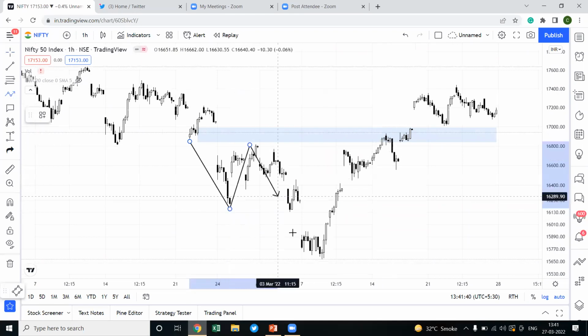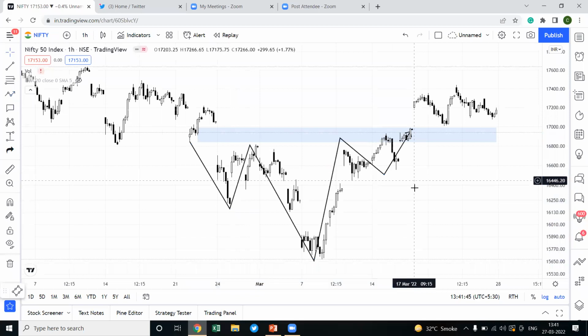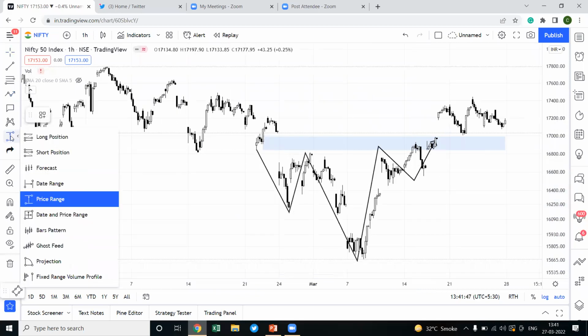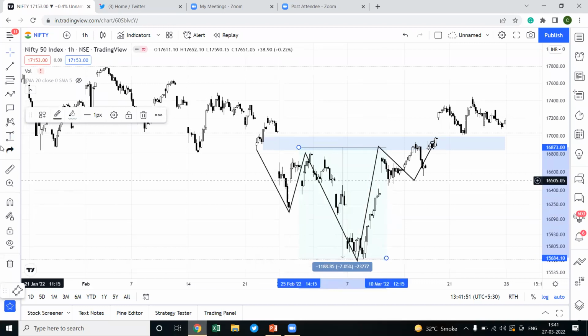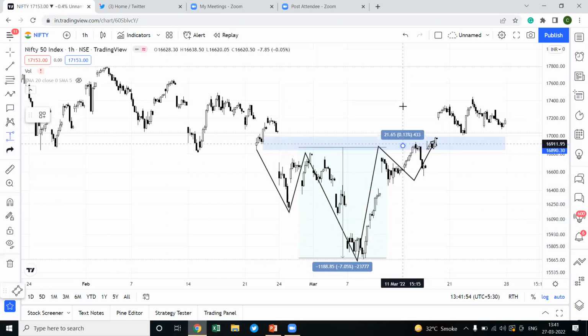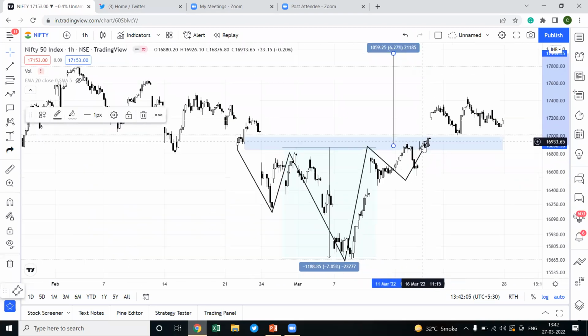So this is the left shoulder. This was the head. And this is the right shoulder. Over here, the target of this particular pattern is around 1,200 points from the breakout level. The 1,200 points from the breakout level takes us to, sorry, the 18K mark. So this particular movement of the pattern won't be achieved in 1 week or 2 weeks itself.